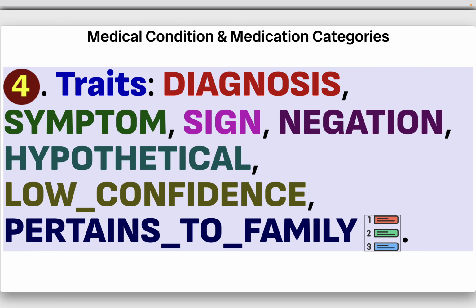Then traits. Various traits can be associated such as diagnosis, a determined condition, symptom, patient reported condition, sign, which is physician reported condition, negation, which is condition not present, hypothetical, condition expressed as hypothesis, low confidence, condition expressed with high uncertainty, and pertains to family, condition relevant to patient's family.